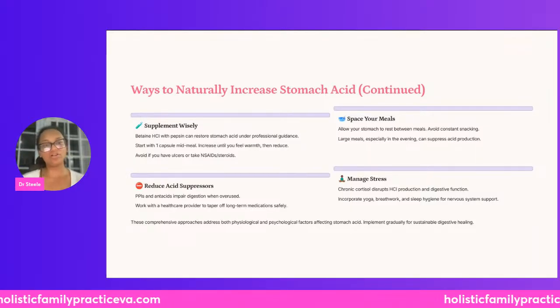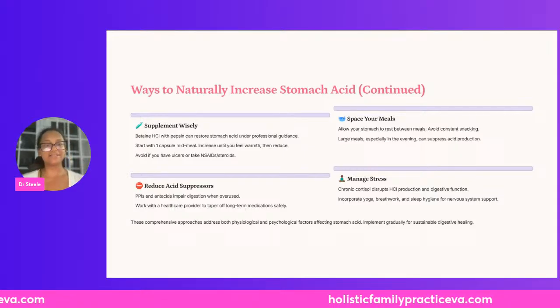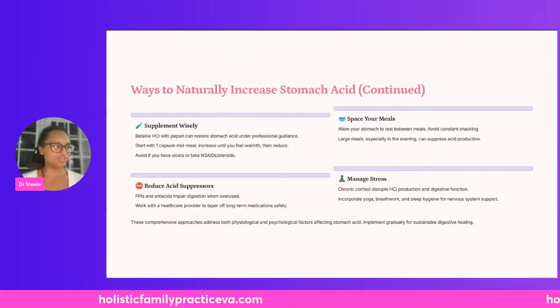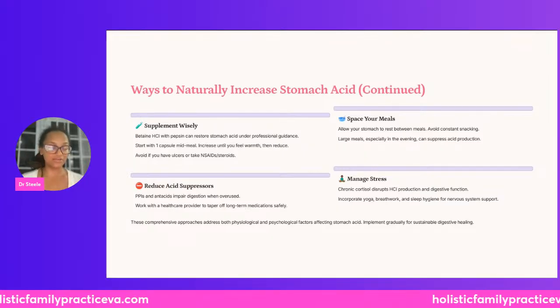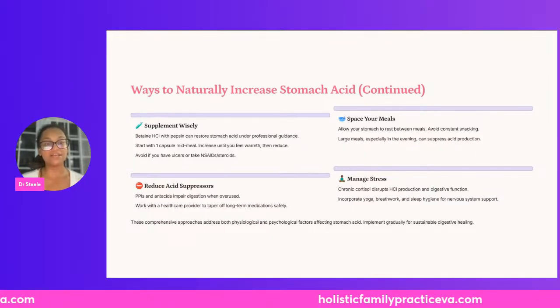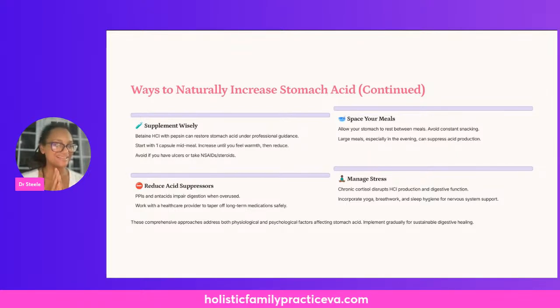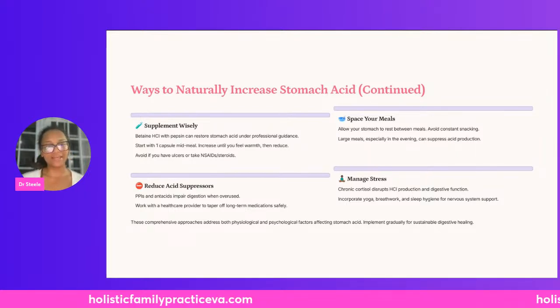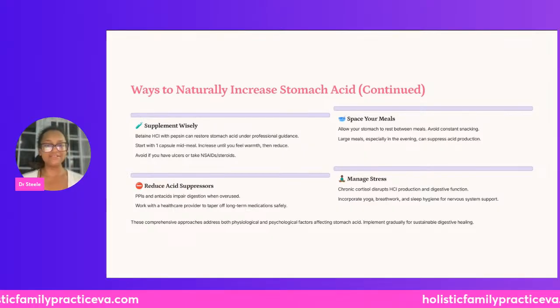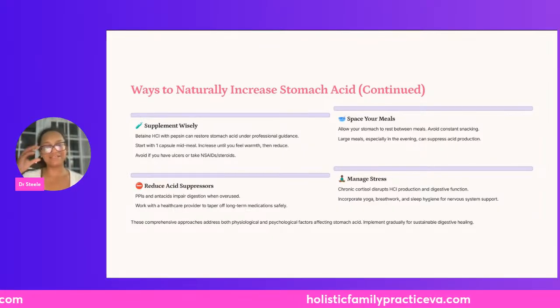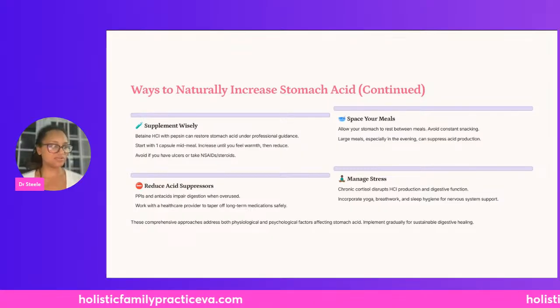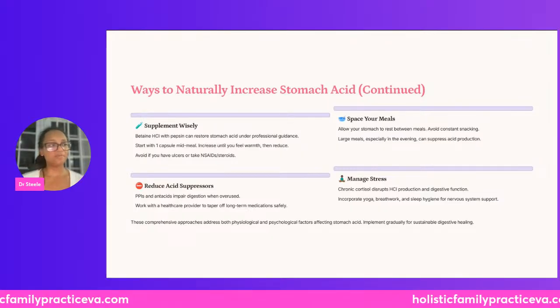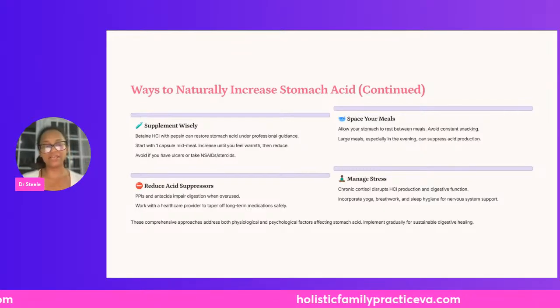But let's say after all of that, you're still not seeing progress. That's where betaine hydrochloric acid with pepsin comes in. But again, that should be used under professional advice. If you do use betaine hydrochloric acid, you're going to start with 1 capsule mid-meal and increase until you feel that warmth. That warmth is the indication that your body's had enough. Naturally, if you have ulcers or you take NSAIDs or any steroids, you want to avoid using betaine hydrochloric acid because it is contraindicated.